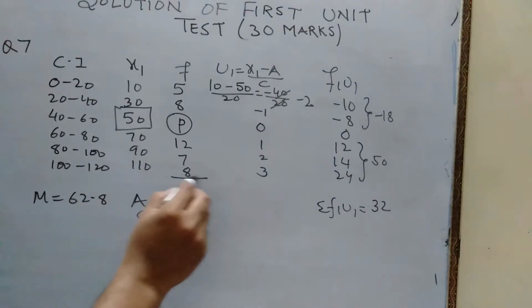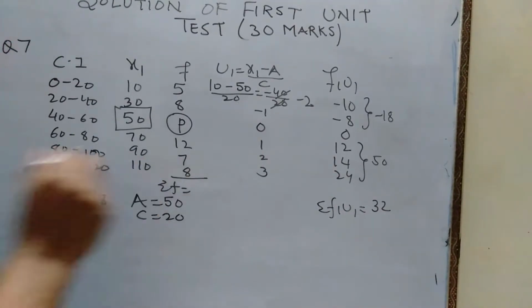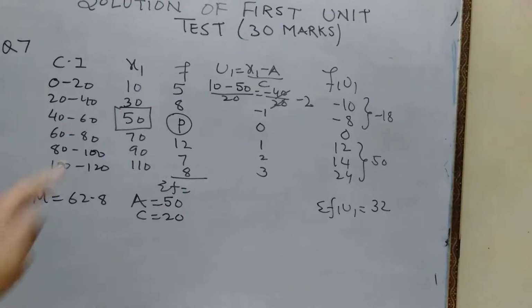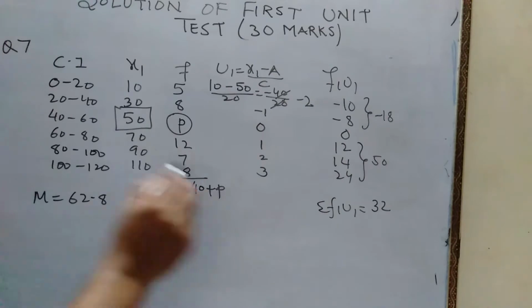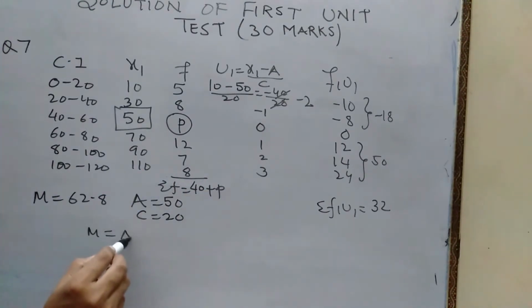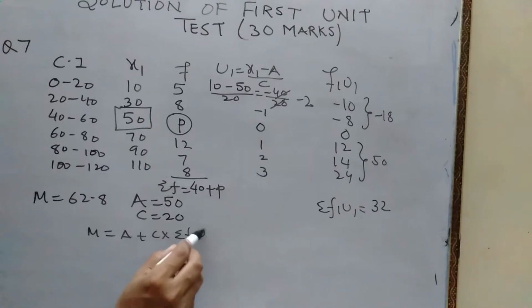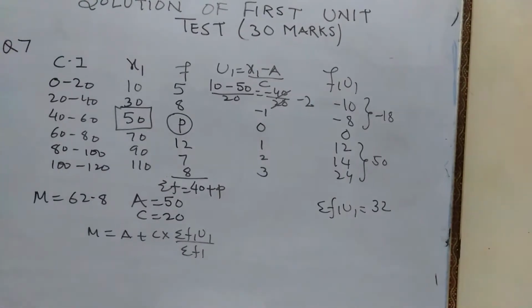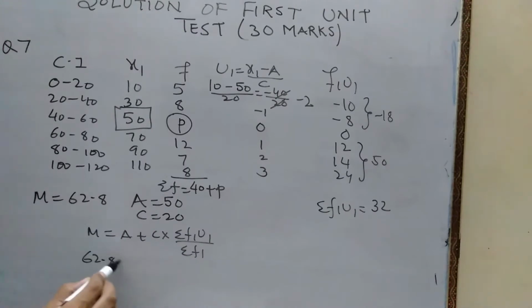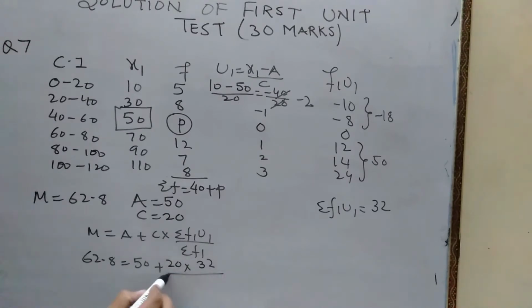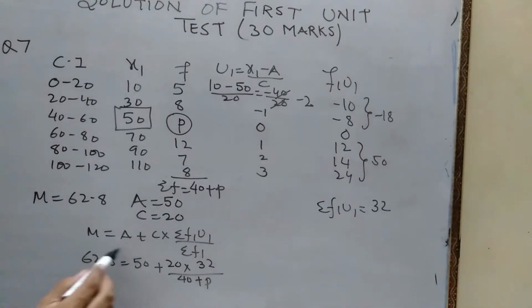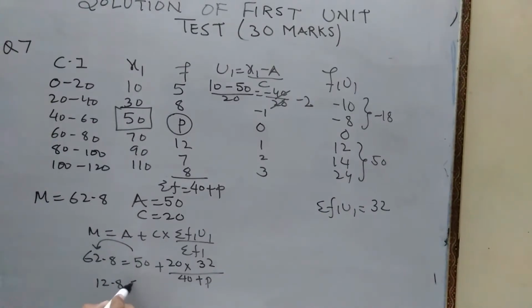In the same way we add all the frequencies, we get 15, 27, 8, 35 plus 5, 40 plus p. So the formula of mean is a plus c into summation of fi ui upon summation of fi. Now substitute the value 62.8, 50 plus c into fi ui upon fi. Shift it to left hand side, we get 12.8 is equal to 640 upon 40 plus p.